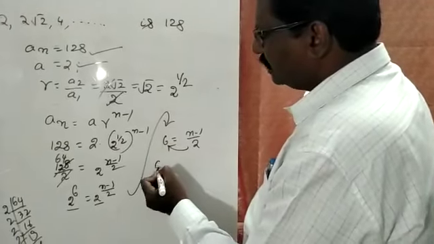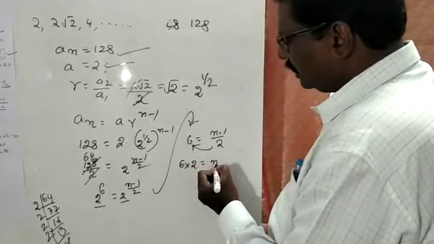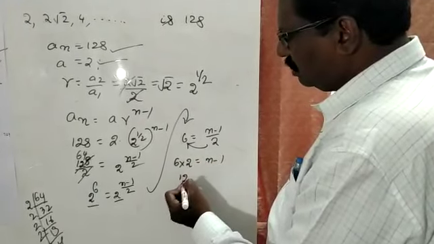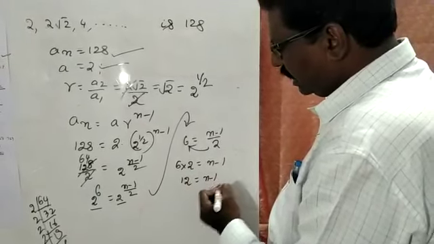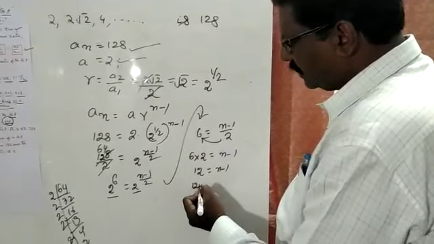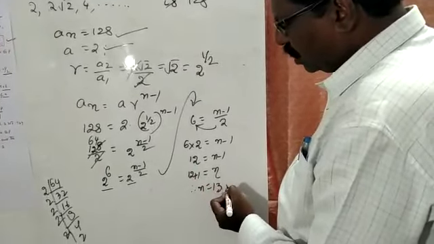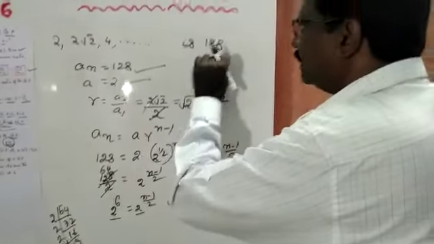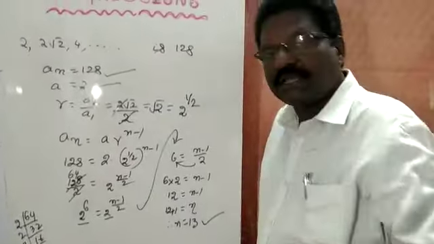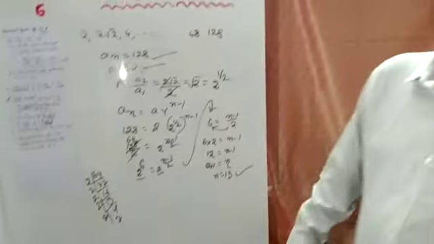Take cross multiplication. 6 2s are 12 is equal to n minus 1. Take the minus 1 to the left side, it becomes plus 1. That is equal to n. Therefore n is equal to 13. Which term goes to 128 in the GP? The 13th term is 128.